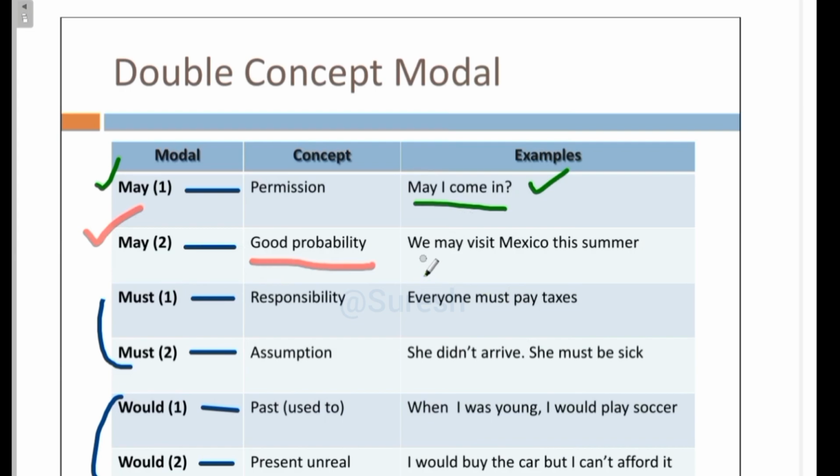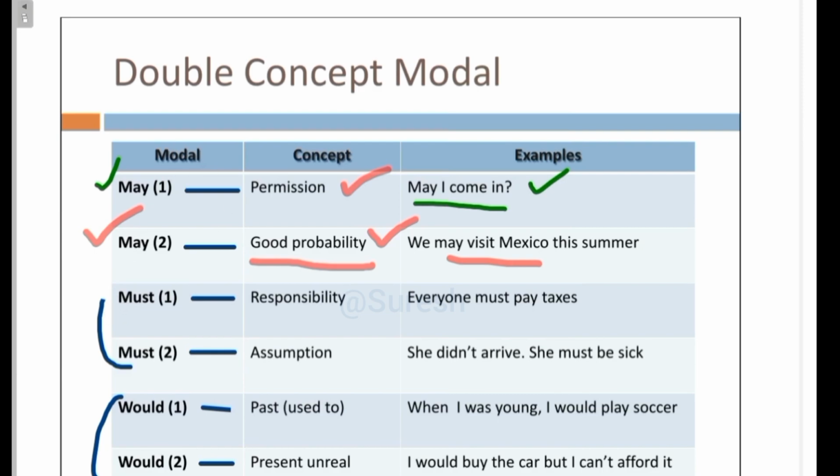Second concept, you see, may is a double concept, right? Probability, possibility. We may visit Mexico this summer. There is a great possibility, a great chance that they are going to visit Mexico this summer. So they used the subject we, may is the auxiliary, the modal verb, visit. We may visit Mexico this summer. So that is a double concept. May is a single modal verb, but it is used in two different ways: to ask permission, and to tell about probability.